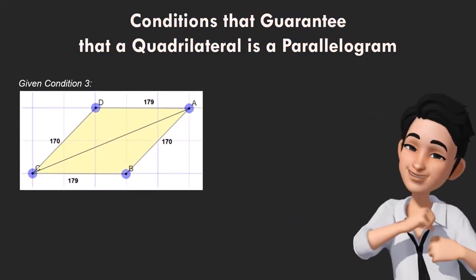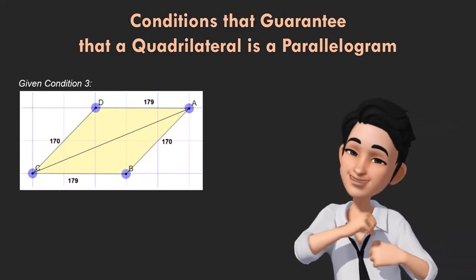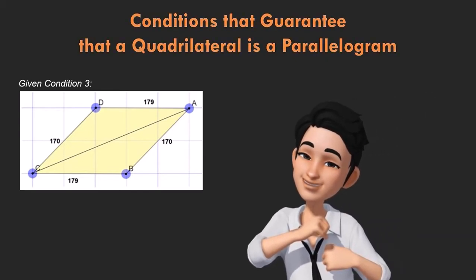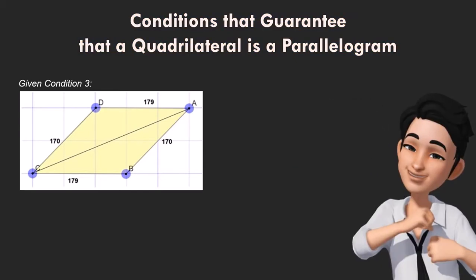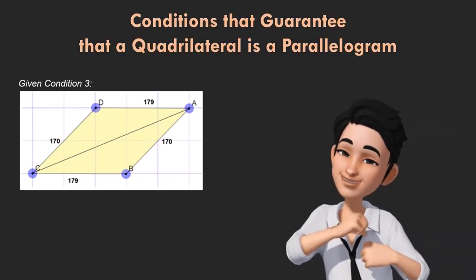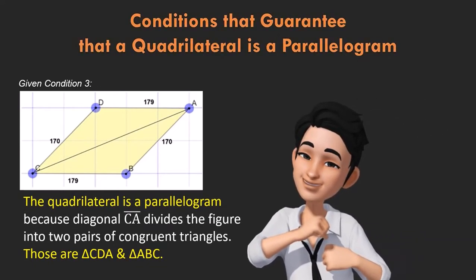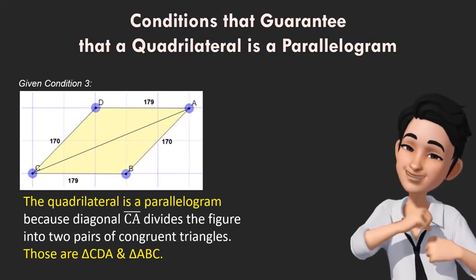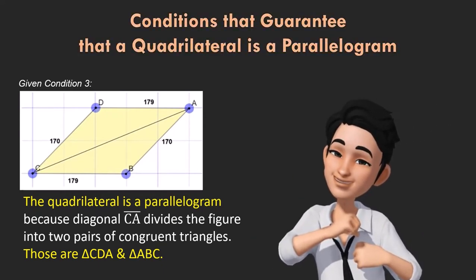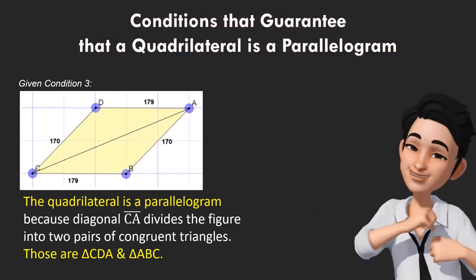Okay, this is as easy as counting 1, 2, 3, right? Now there is a diagonal that divides the quadrilateral into triangles. Then, for sure, you know that we could use property number 4. The given quadrilateral is a parallelogram because diagonal CA divides the figure into two pairs of congruent triangles. What are those triangles? Triangle CDA and triangle ABC.